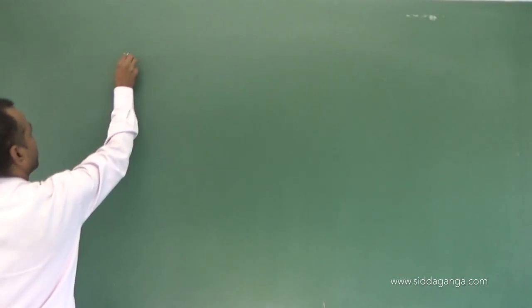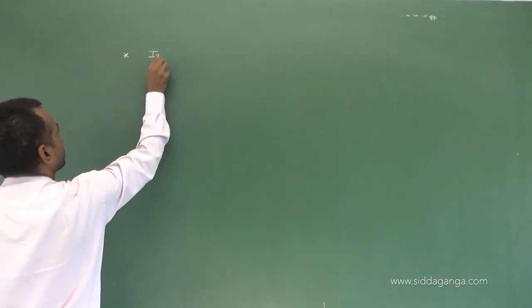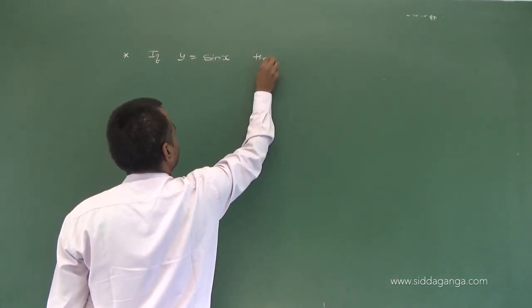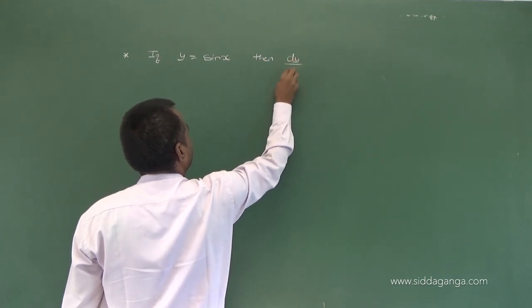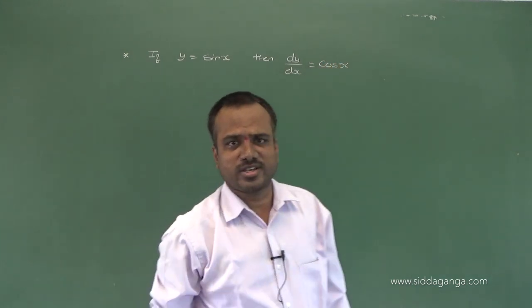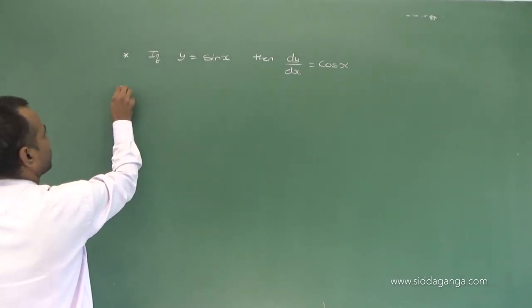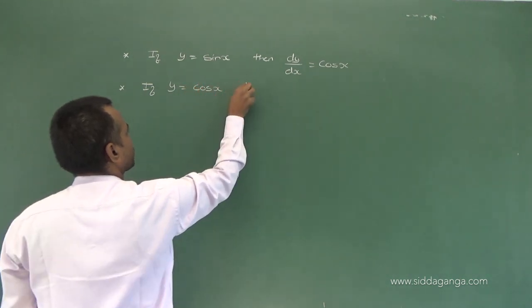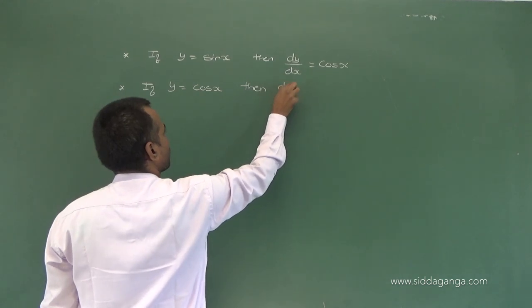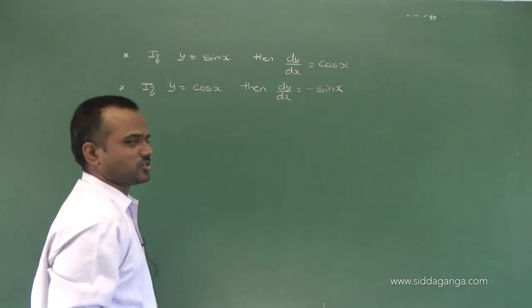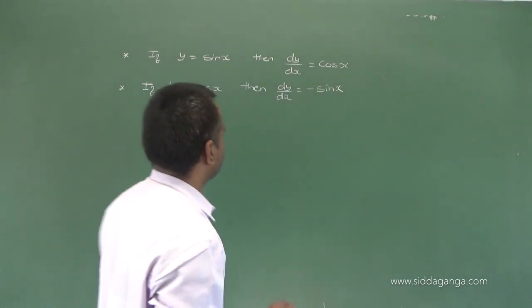So we write all the formulas first. Number one, very important: if y is equal to sin x, then dy by dx is cos x. Correct? The derivative of sin x is cos x. Second one, if y is equal to cos x, then dy by dx is minus sin x. The derivative of cos x is minus sin x.